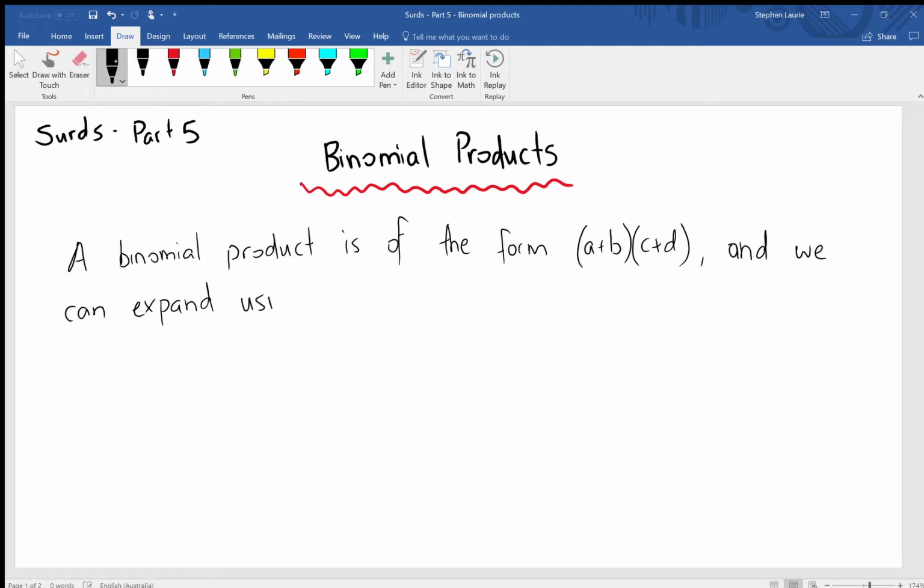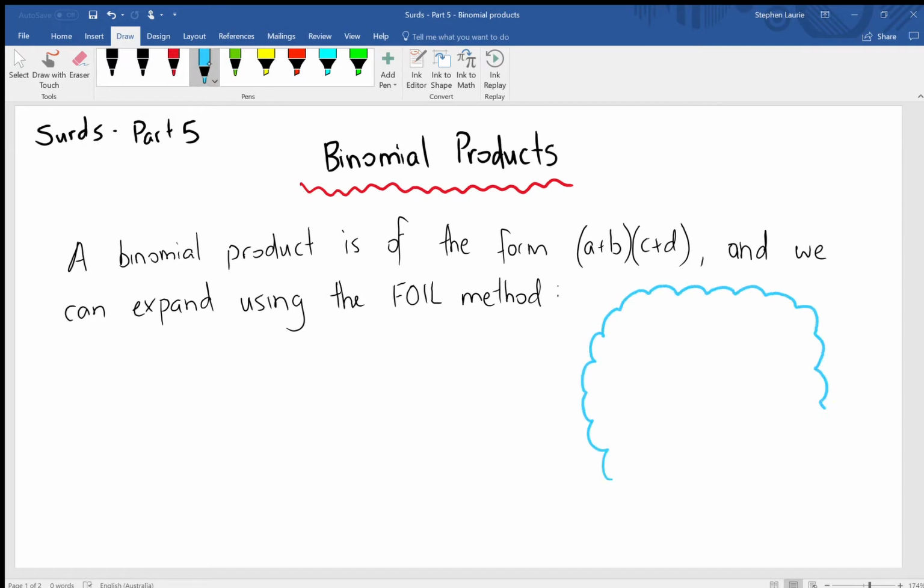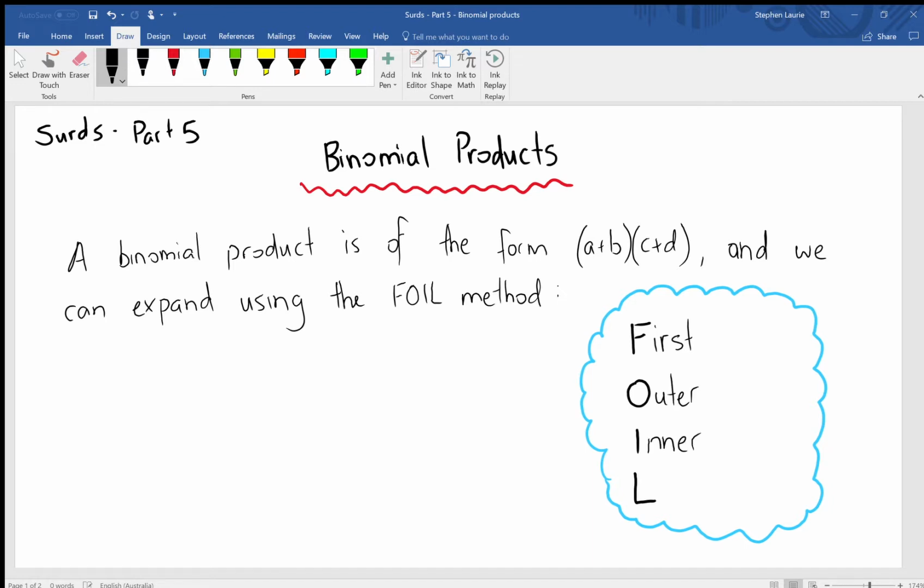Now, what does FOIL stand for? Remember that FOIL is an acronym where each letter stands for a word. Let's recap that off to the side here. FOIL: First, outer, inner, last.